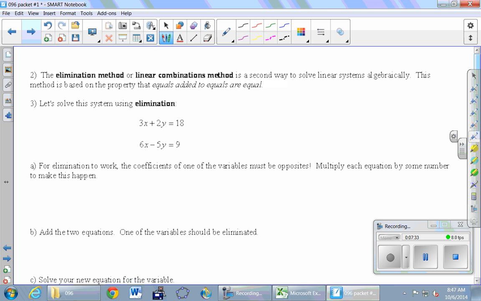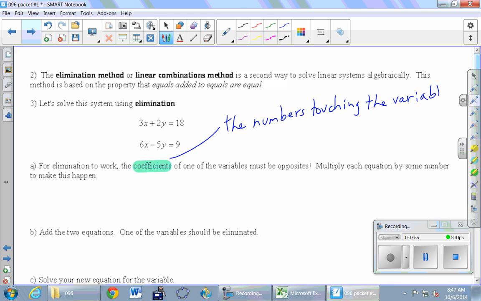It says for elimination to work, and then there's this word that I don't think we've used. Have we used this word this semester? Coefficients? So my fault for putting it here without a definition. These are just the numbers touching the variables. Fancy word for the numbers in front of x or the numbers in front of y. So for example, 3 and 2 are both coefficients, just the numbers in front of the letters.